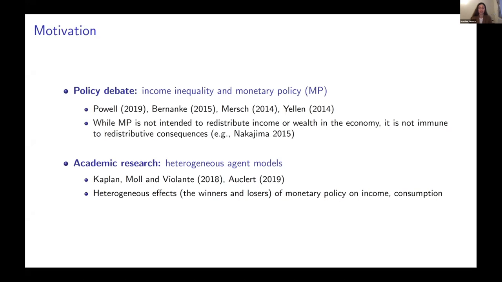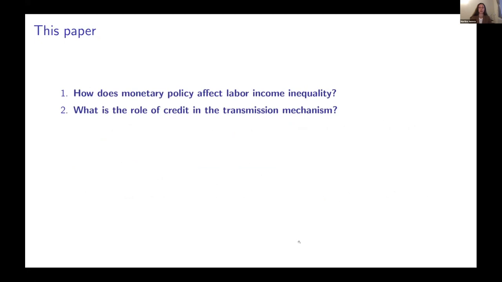Furthermore, additional motivation for this paper comes from the academic research that has strengthened the work on heterogeneous agent models. Specifically, it has investigated the questions about who are the winners and losers of monetary policy in terms of income, consumption, etc. And so we view this empirical work that I'll present in a couple of seconds as a potential empirical contribution to also start thinking about elasticities that can better inform our theoretical models. So let me jump directly to what we do. In this paper, we try to answer two key questions. The main questions are, how does monetary policy affect labor income inequality? And then what is the role of credit in the transmission mechanism?